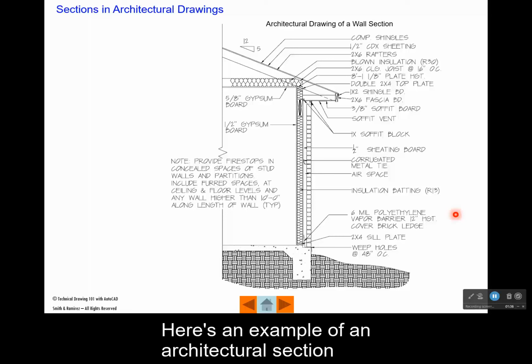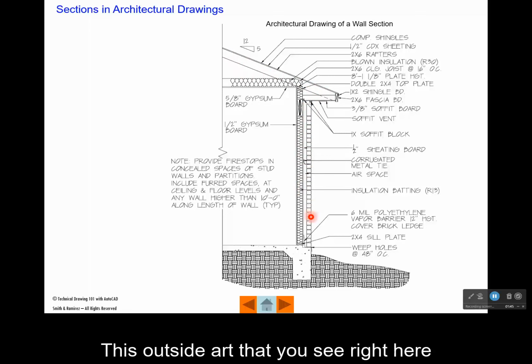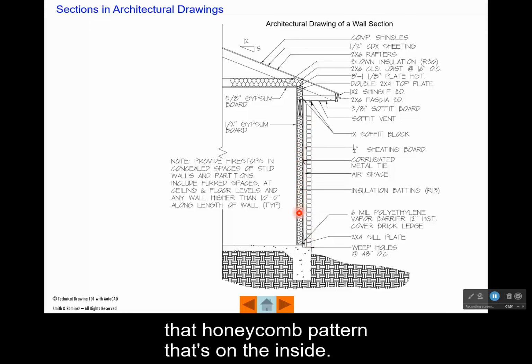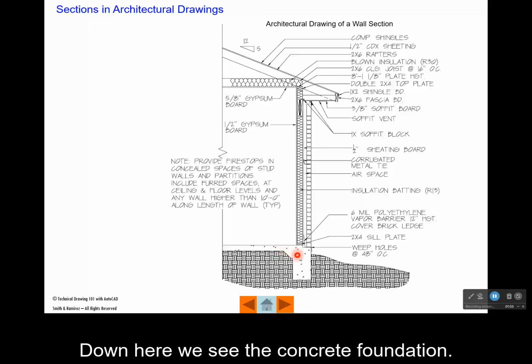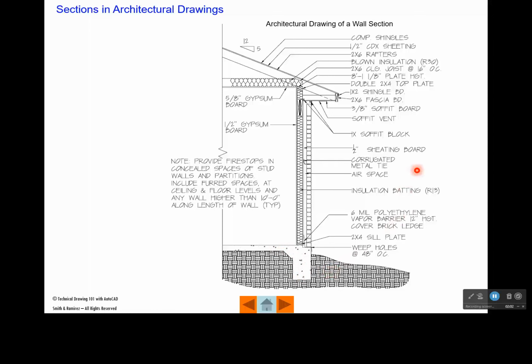Here's an example of an architectural section, and this is actually a wall section. You can see the roof coming down, you can see the wall. This outside art that you see right here represents a brick layer. This is actually insulation, that honeycomb pattern on the inside. Down here we see the concrete foundation, and then this pattern down in here represents the earth.